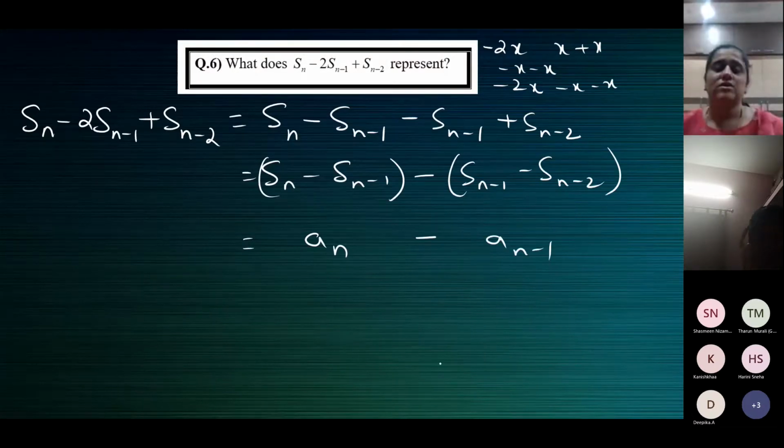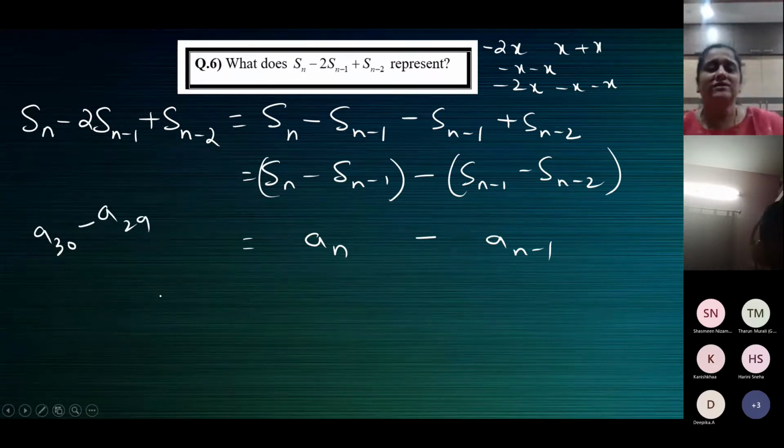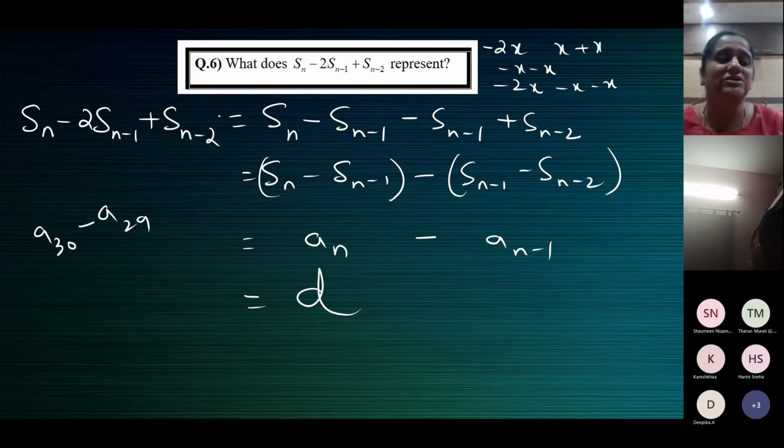An minus An minus 1. What is it? Supposing n is say 30. An is A30, minus An minus 1 means 30 minus 1, A29. What is A30 minus A29? A term minus its preceding term. What is it? D, ma'am. It's D. So we've decoded this expression. This expression is nothing but D.